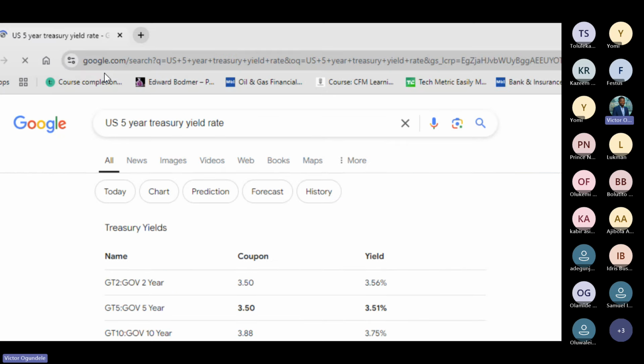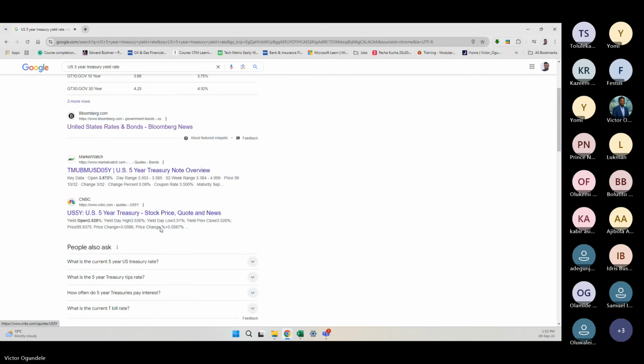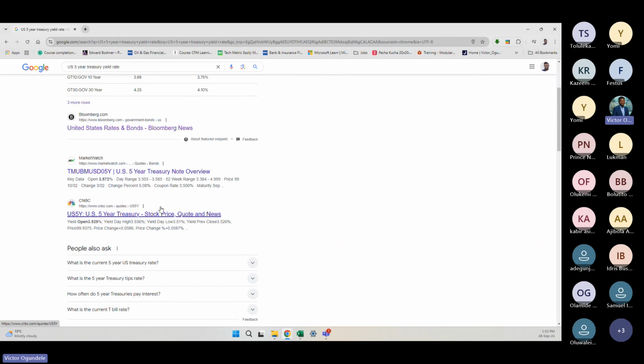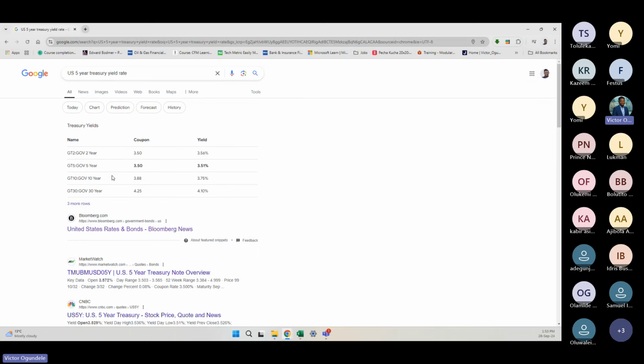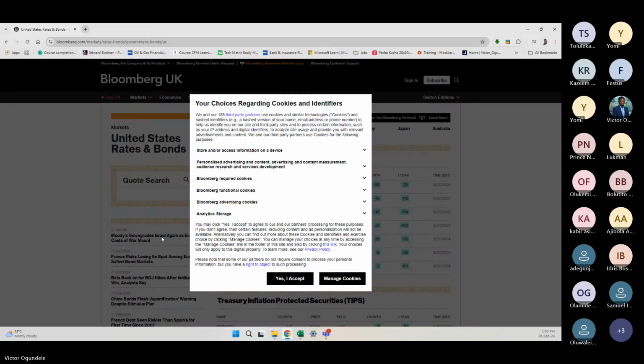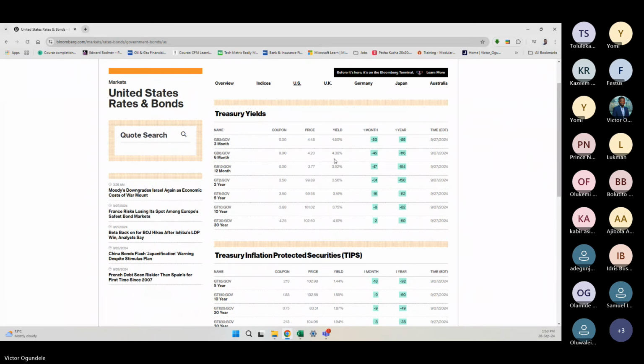Please do the same to search for it, and let me see what you have. So 5 years government bond, same thing as treasury. 5 years, what do we have? So this is coming from Bloomberg. So for 5 years, this is giving us 3.51.